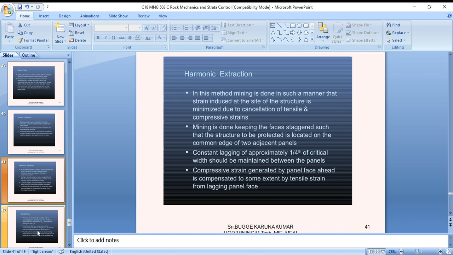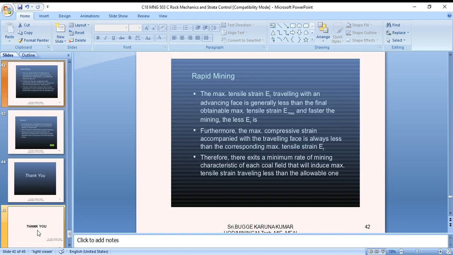Mining is done keeping the faces staggered such that the structure to be protected is located on the common edge of the two adjacent panels. A constant lagging of approximately 1 by 4th of the critical width should be maintained between the two panels. The compressive strain generated by the panel face ahead is compensated to some extent by the tensile strain from the lagging panel face.